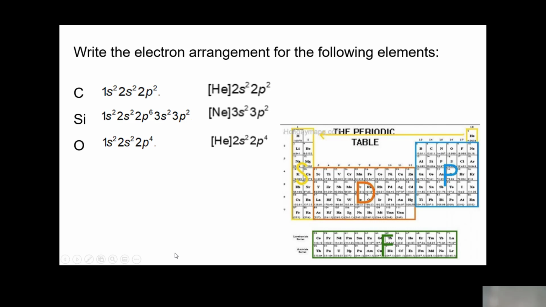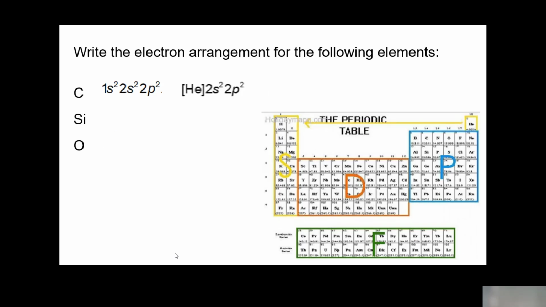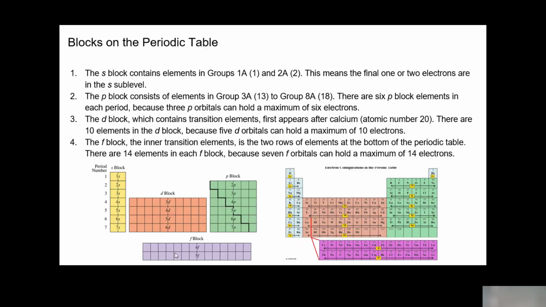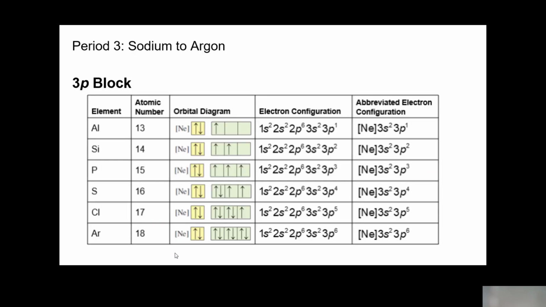So this is how you find the addresses for each element, and it is very important because we're going to expand on this later on. So it's really important to know how to do this. Make sure you are understanding electron arrangement, electron configuration, and orbital diagram. They're different, and you have to know what the terminology is. If we go to the beginning, it's asking for orbital diagram, electron configuration, abbreviated electron configuration.